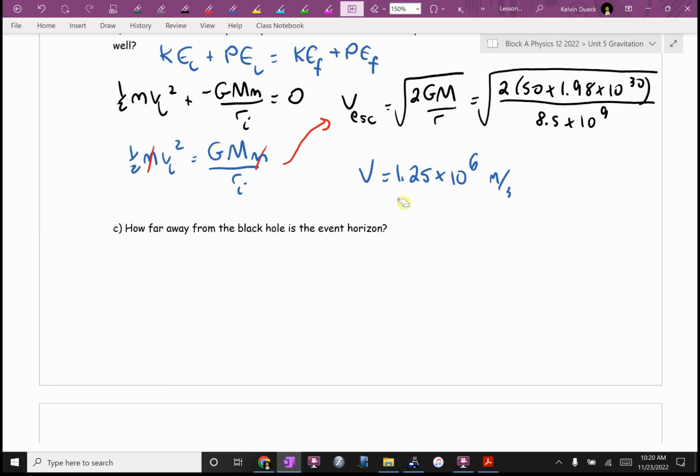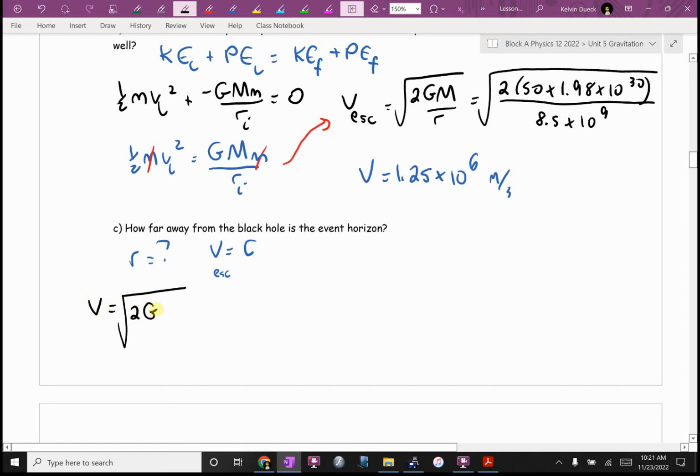What's this question asking me to find? R. I think if I'm going to be fussier, yeah, this R. I think this is saying find R. That must mean they told me the escape velocity. What's the escape velocity? It's the speed of light, c. I'm going to take my escape velocity equation, which was v equals the square root of 2 big G big M over R, and I'm going to get the R by itself.